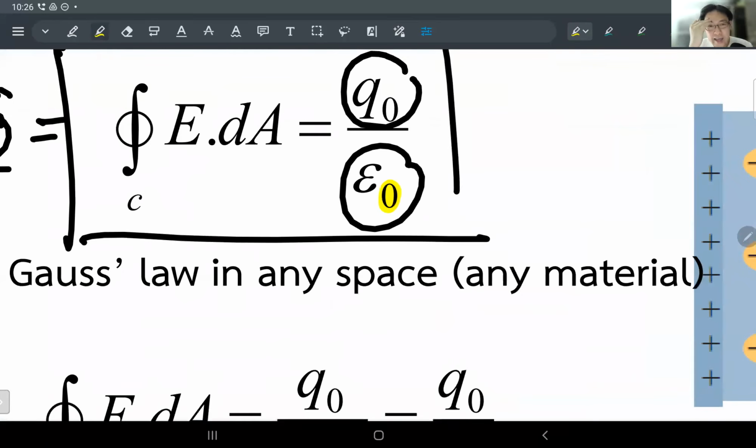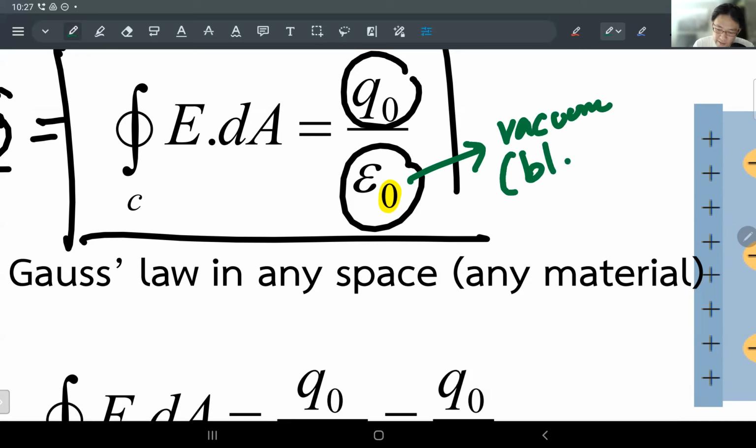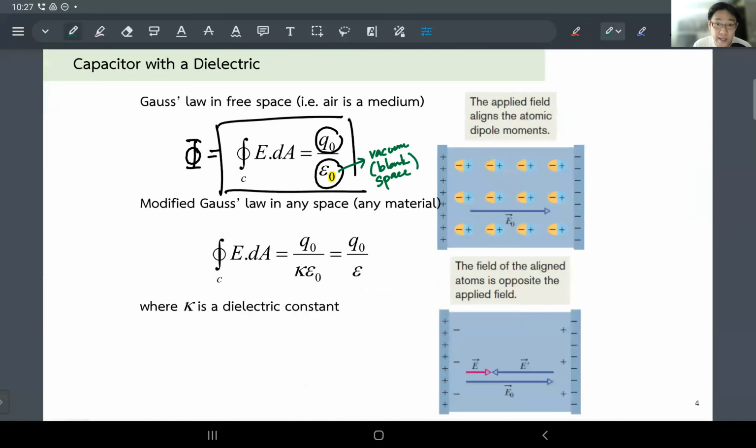Why does the constant epsilon need a subscript naught in there? The reason is that it signifies this is for a vacuum, or a blank space. So when you say naught, it means it's nothing. It's just the blank space. But now you want some other material in the way. You don't want just blank space anymore. So what are you going to do?